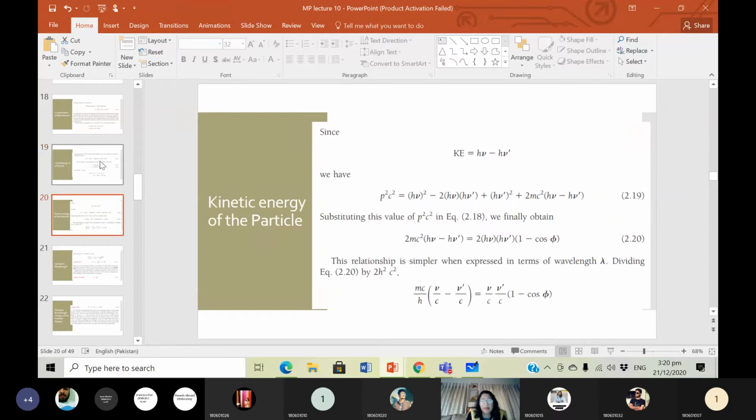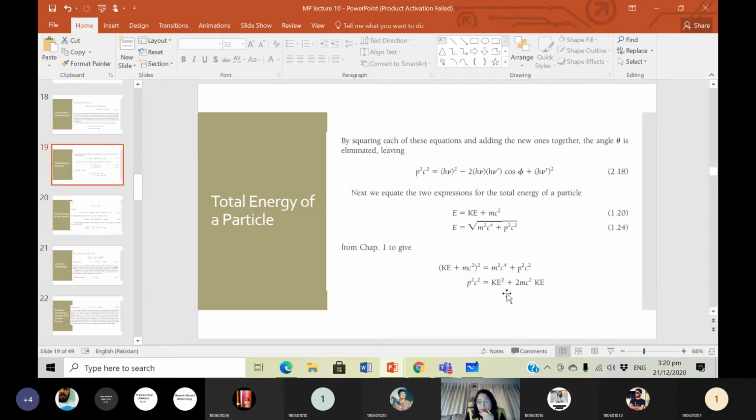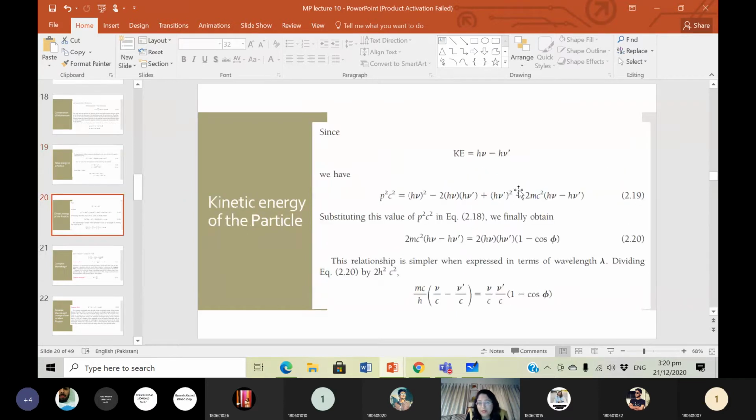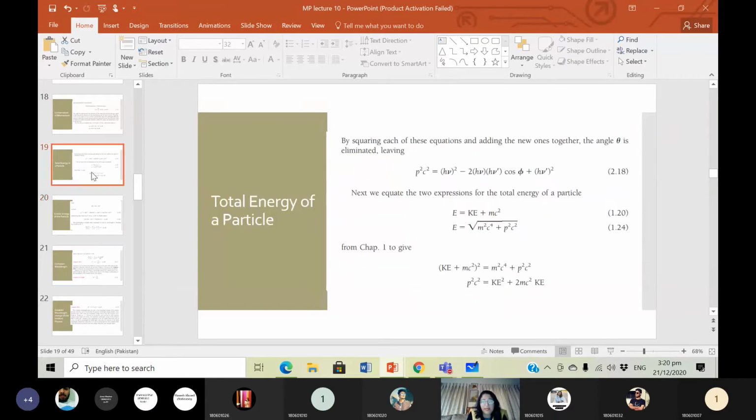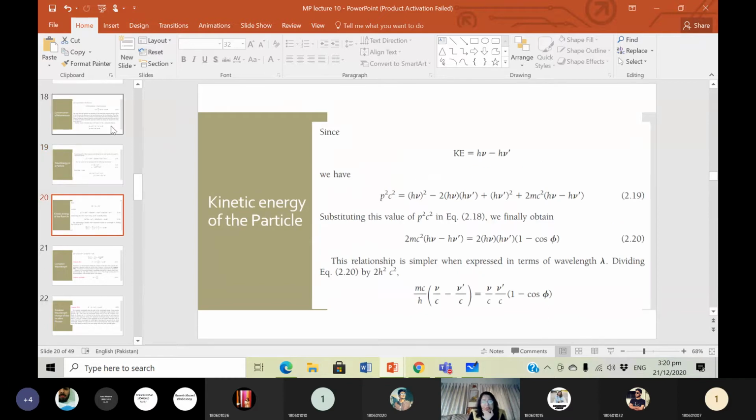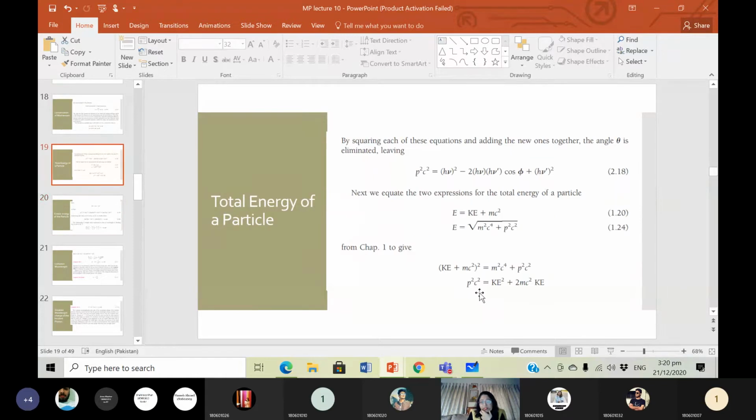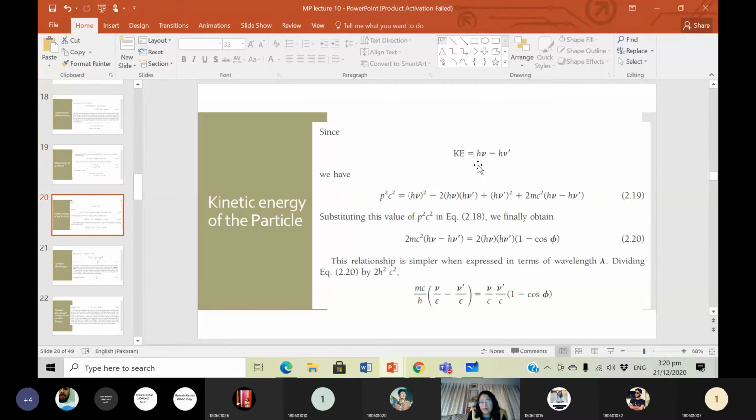Then basically this h nu that we have here, wait a minute, what have they done over here? 2mc square h nu, basically we put this thing for the kinetic energy. In place of kinetic energy we will put h nu minus h nu dash, okay? And then what we will get is p square c square is equals to h nu minus h nu dash. This is what we will get.